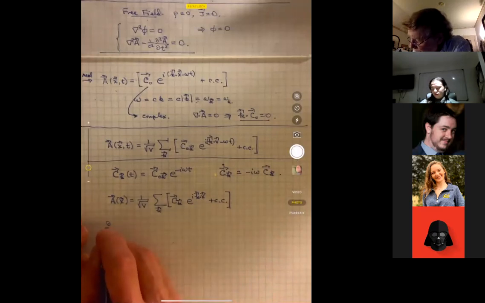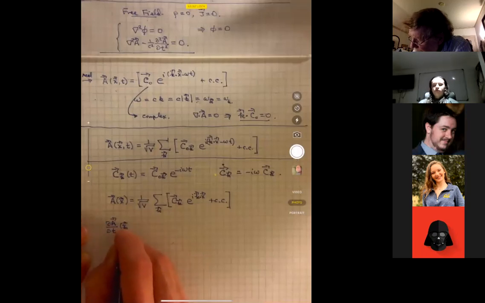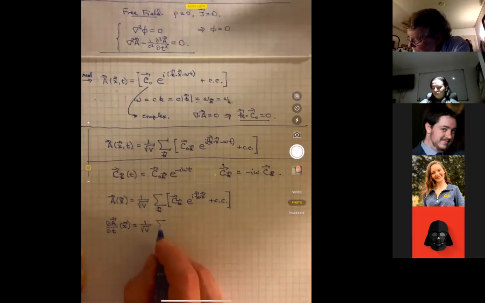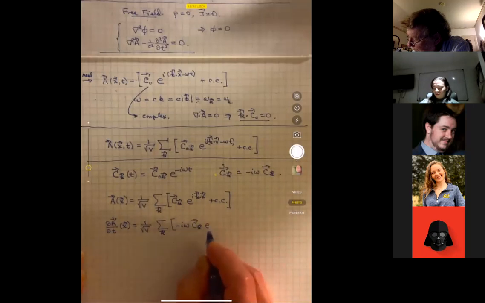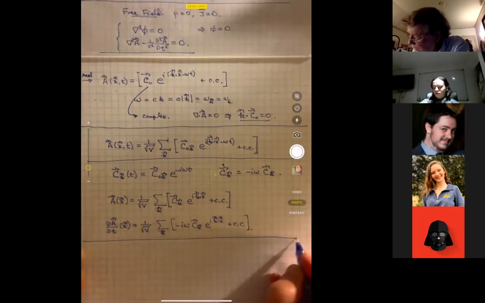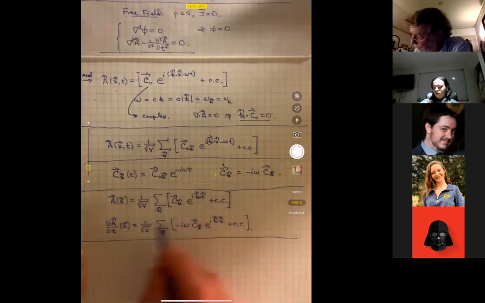It's also of interest to write out the Fourier series for the first time derivative of the vector potential. That's obtained just by differentiating both sides with respect to time. Since Ck dot is minus I omega Ck, this becomes 1 over root volume here, and we have the sum on k, same sum, we have minus I omega c sub k, like this, e to the I k dot x plus complex conjugate, like so. And these then give us two Fourier series for the two fields, A of x and dA/dt of x.